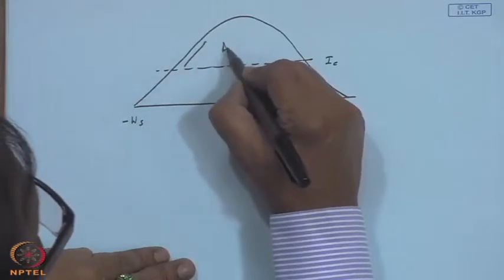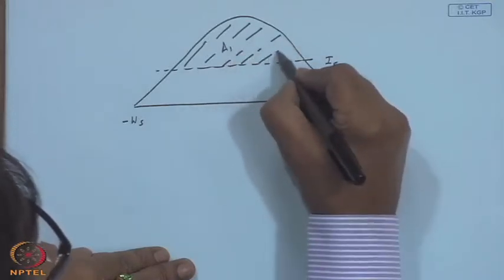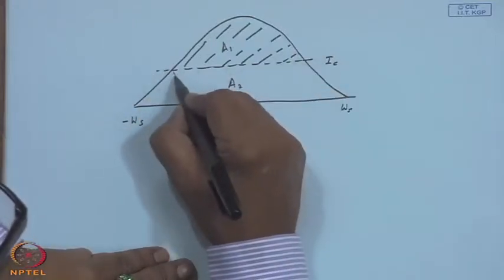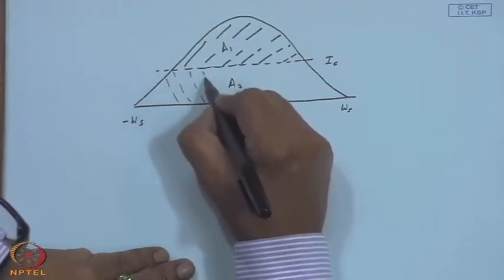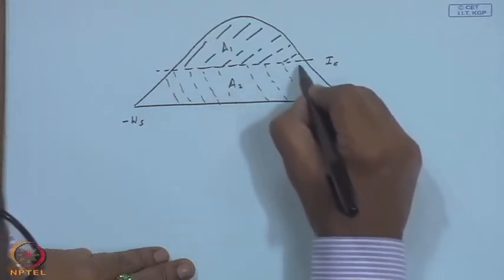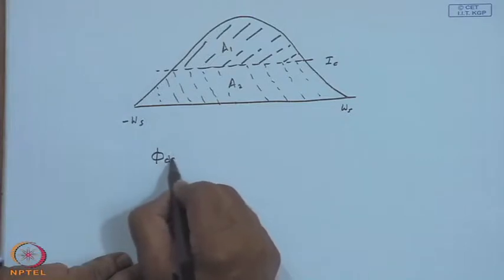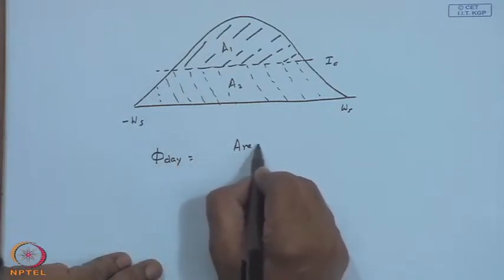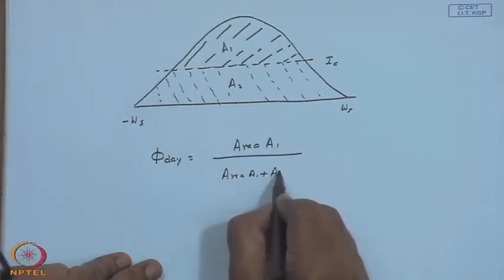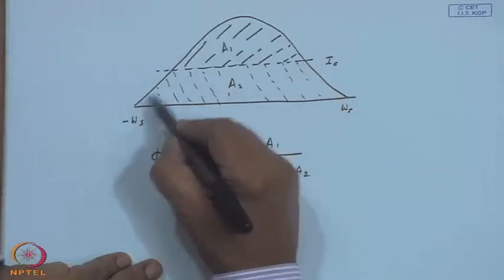Then if this is area A1, and this is area A2 under the line, if it is a single day, utilizability for the day will be area A1 by area A1 plus area A2, that is the solar radiation available above the critical level to the total solar radiation available.